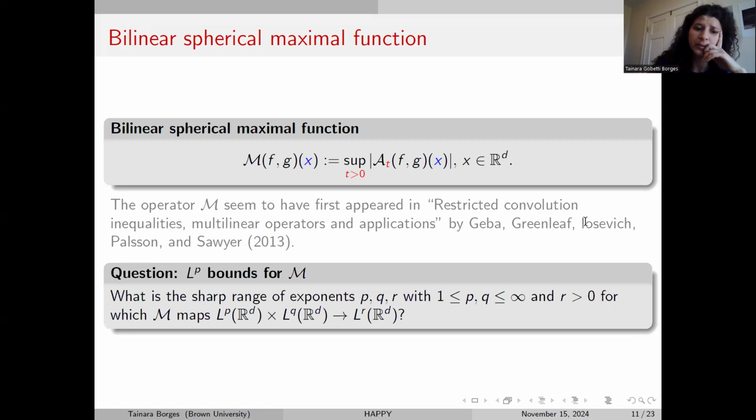At first, people were interested in getting to know what are all the Lebesgue bounds for this bilinear spherical maximal function. You could think that you're trying to map L^p cross L^q into L^r, and you're starting with p and q that live in the Banach range between 1 and infinity, but you're going to be taken oftentimes outside of the Banach range. So the r here becomes smaller than 1 for certain choices of p and q, and you want to know the sharp range of exponents for which you can have this map bounded.